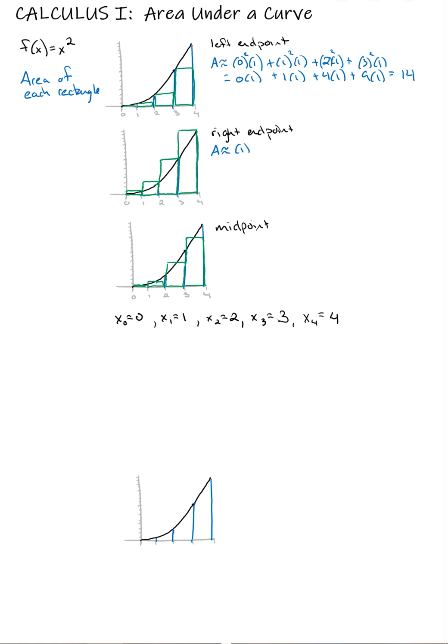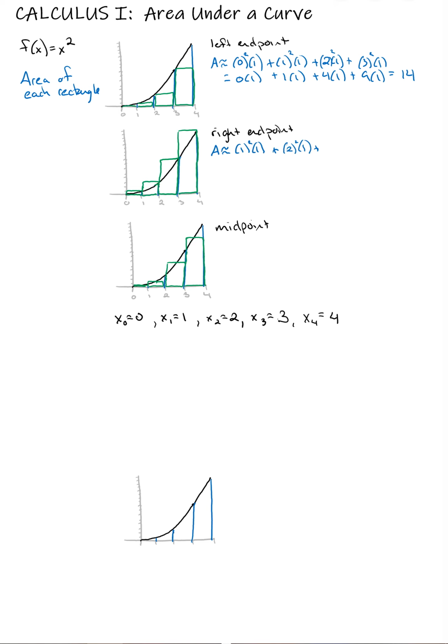So now the height is 1 squared. Again, the width is 1 again. For the next one, my right-hand side of this rectangle is at 2. So that height, again, following my function, is 2 squared. And the width is 1.